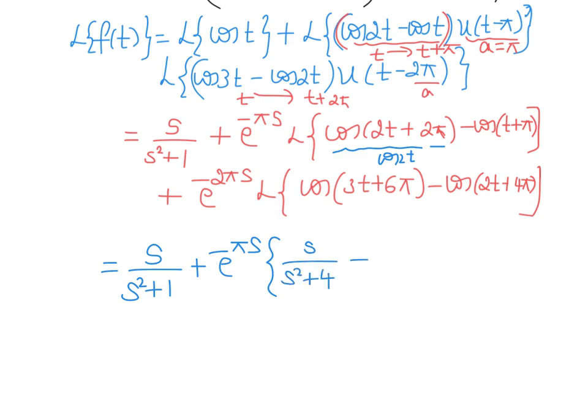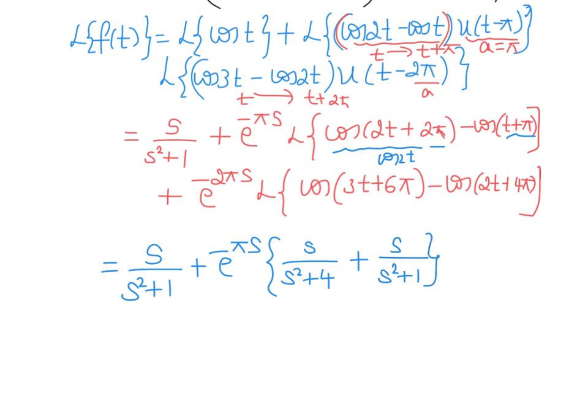Next, minus cos of t plus pi. So, pi plus t is in the third quadrant. Cosine is negative, so we get cos of t plus pi is minus cos t. Then, this along with the minus sign, minus minus cos t, becomes plus. So, therefore, it is plus cos t. Then the Laplace transform of cos t is s by s square plus 1.